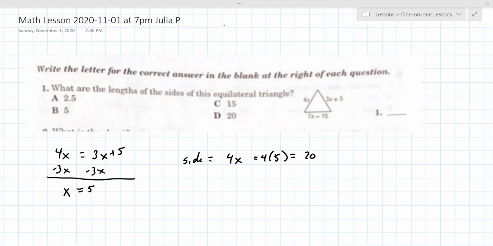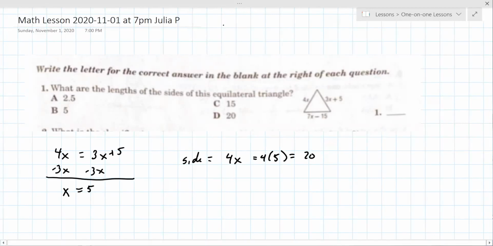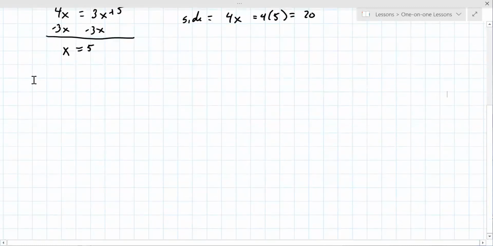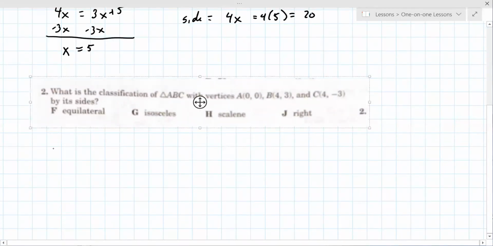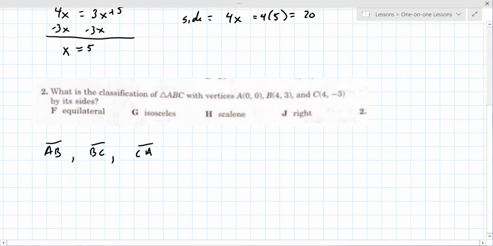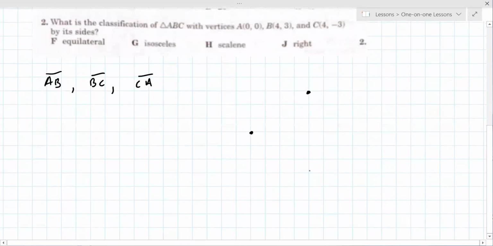Okay, so we got to classify the triangle based on its sides. The most direct way to do this is to find the distance between each of the sides. So what is the distance from A to B, B to C, and C to A? Because this one has nice vertices, like here's 0, 0, 4, 3 is here, 4, -3 is here. You could maybe get away with drawing a picture and figuring out what it is without doing the calculations.